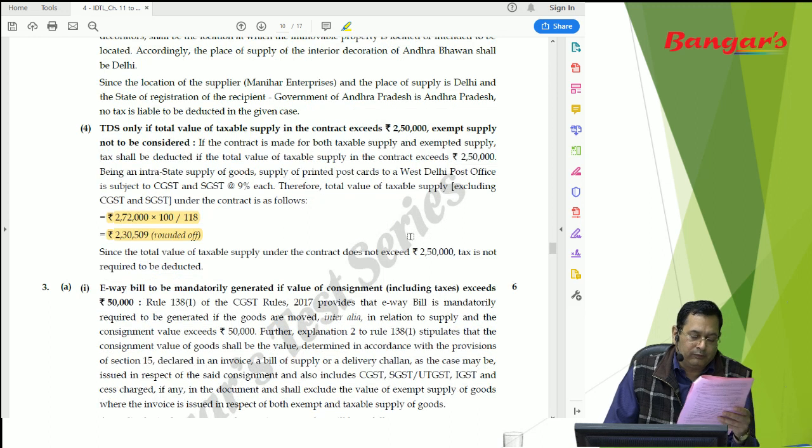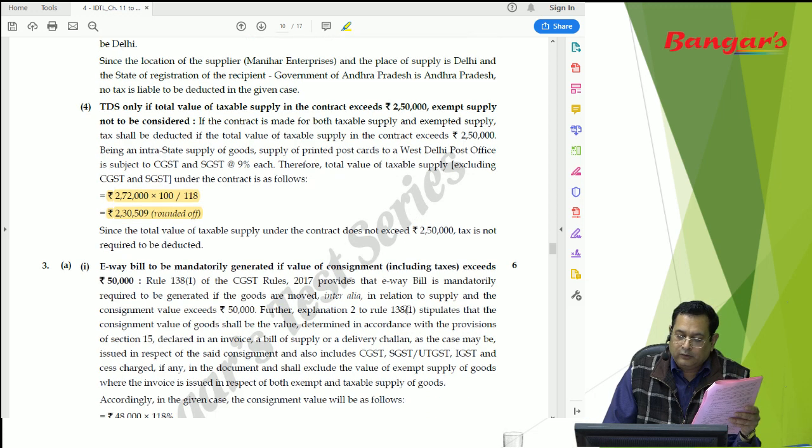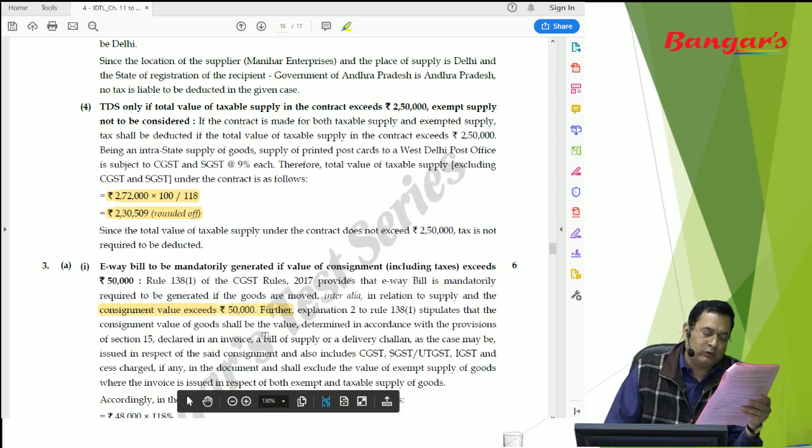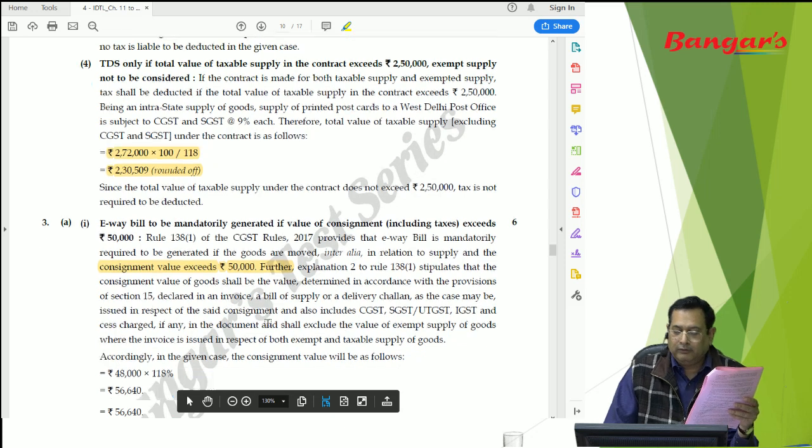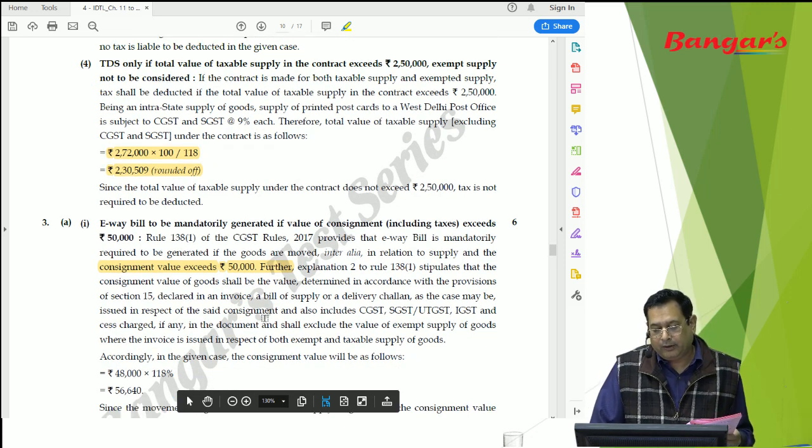Then question number 3A was with reference to provisions relating to the electronic way bill. Sindhi Toys, manufacturers registered in Punjab, sold electronic toys to a retailer in Gujarat at a value of 48,000 excluding GST, leviable at the rate of 18%. So we have to see the consignment value including taxes. If the consignment value exceeds rupees 50,000, then you are required to issue an e-way bill. E-way bill provisions will be mandatory, and consignment value includes CGST, SGST, UTGST, and GST cess.